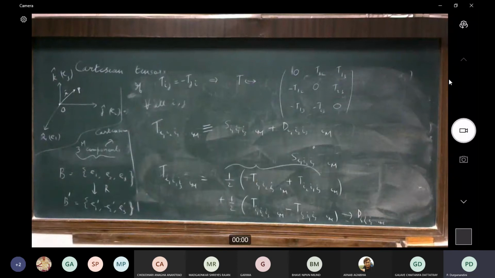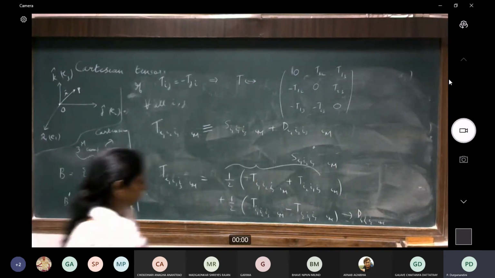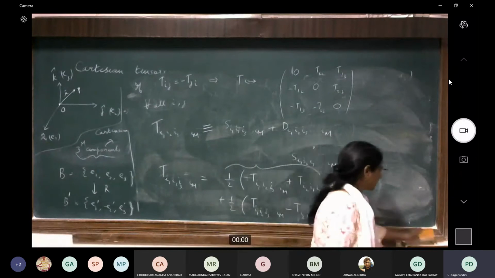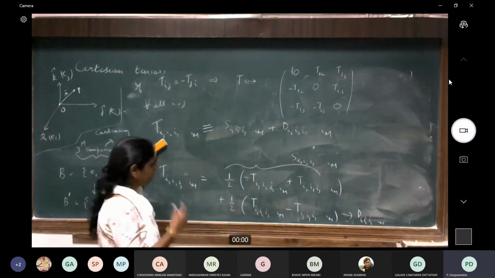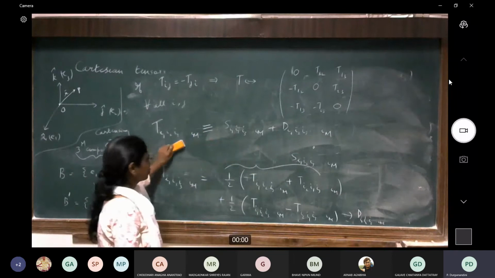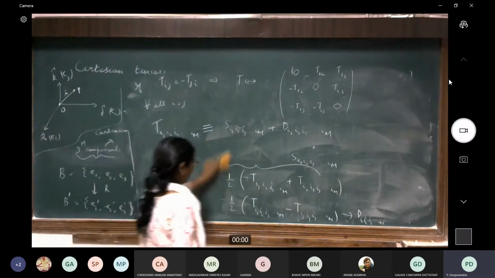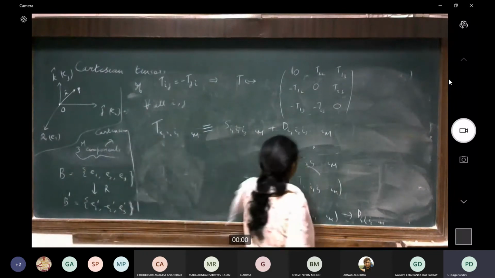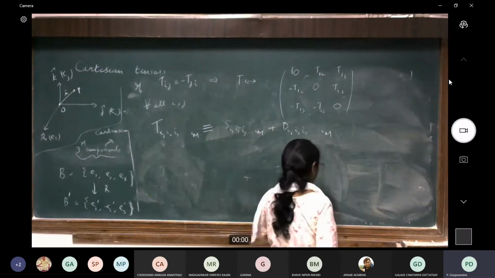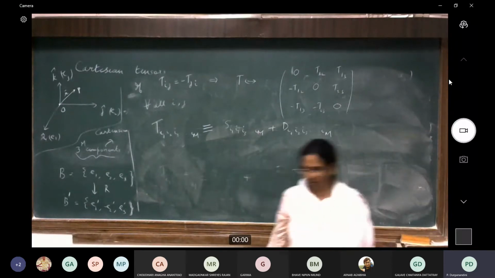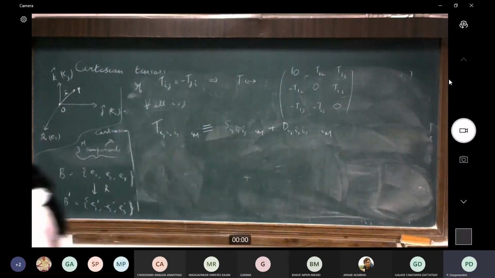You will find that there are a lot of practical applications, when we discuss physics examples later on, where it's useful to write tensors in this form using these symmetry properties under exchange of two indices. So I have illustrated this for you with respect to the first two indices, but I can as well do this with respect to other indices. It depends on what you are interested in.